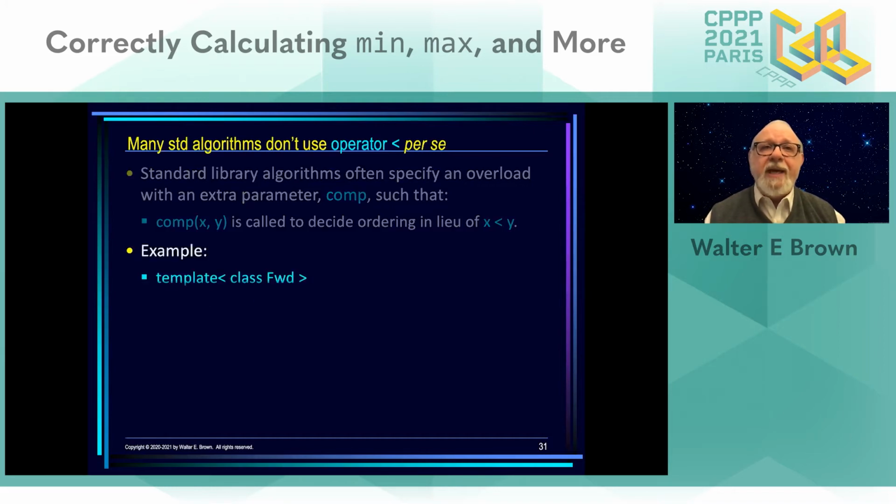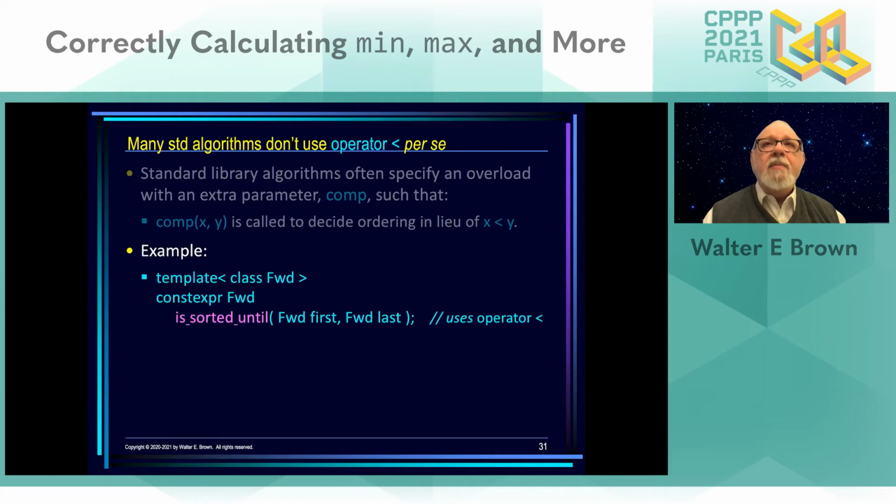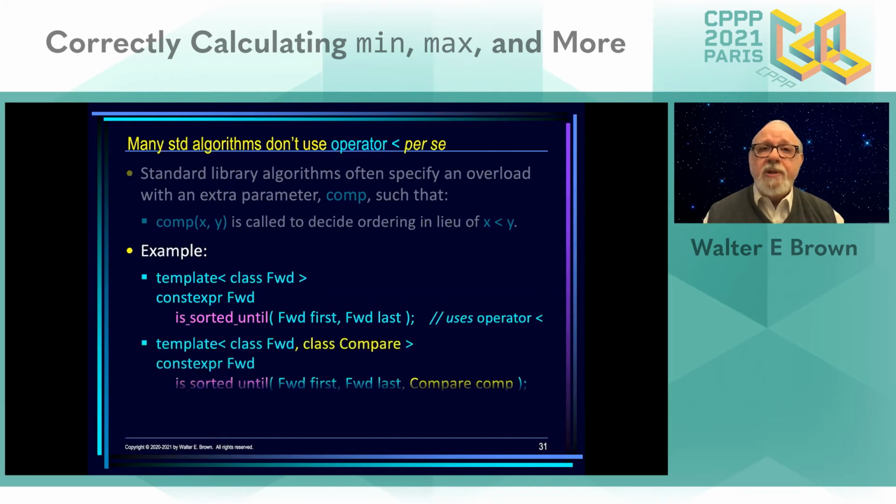So let me take one example. There's an algorithm, it seems not to be particularly common in use, but it is a useful algorithm nonetheless, is sorted until. It is given a pair of iterators, and internally it uses operator less than. But there is an overload that takes an extra parameter named comp, and internally it calls comp, where the first overload uses operator less than.